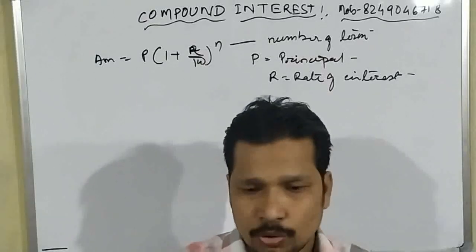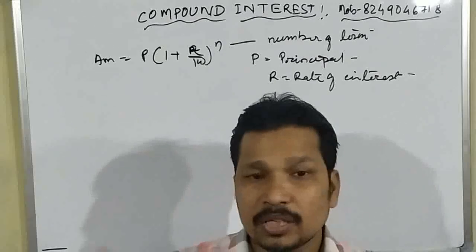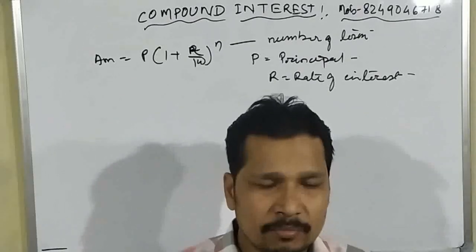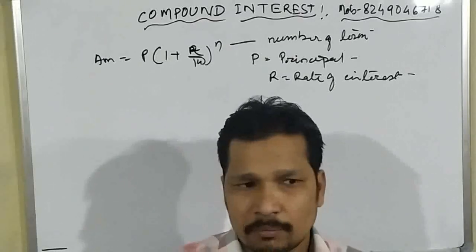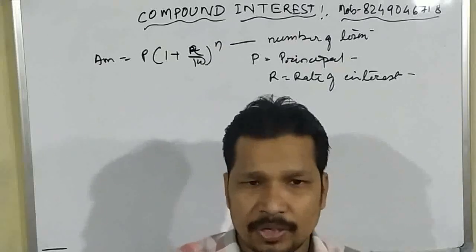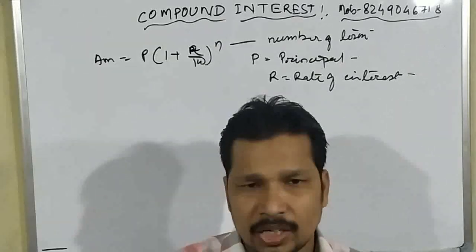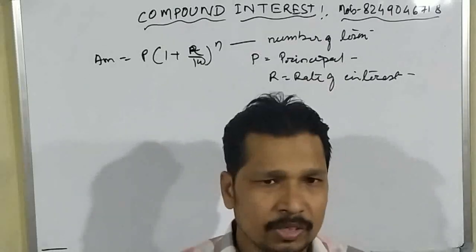Okay, students. So in this video, we will learn the second part of compound interest. In this part, we will learn how to find the compound interest as well as the amount if it is compounded half yearly. So, compounded half yearly, compounded annually, and compounded quarterly. What is the basic difference between these?